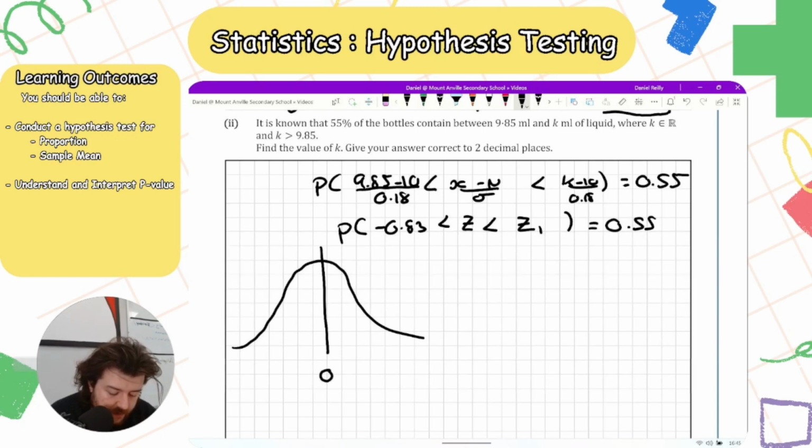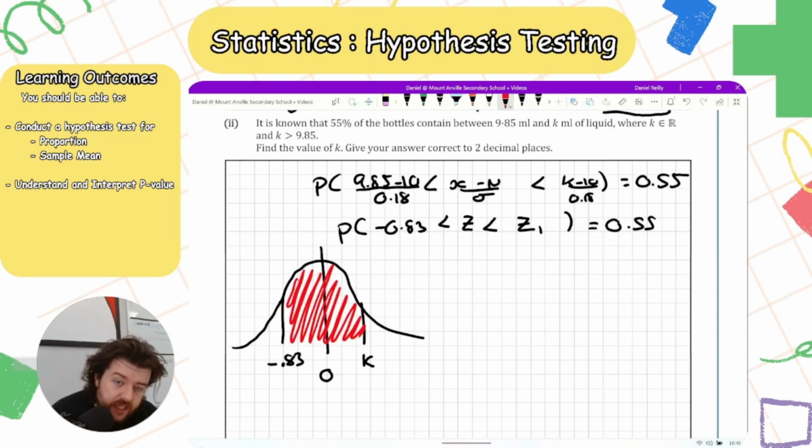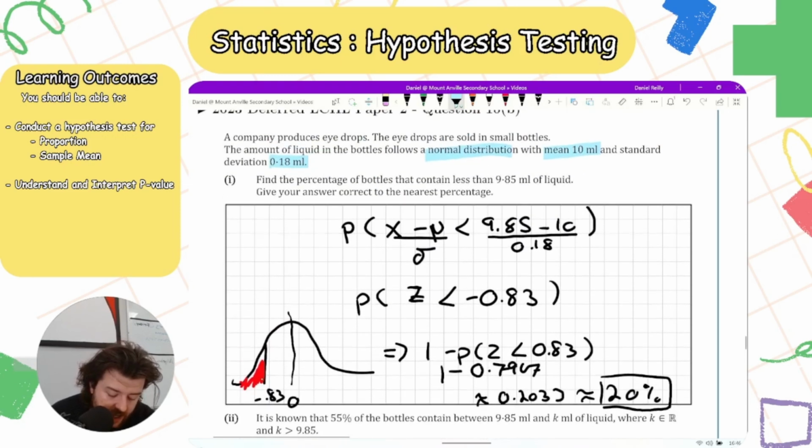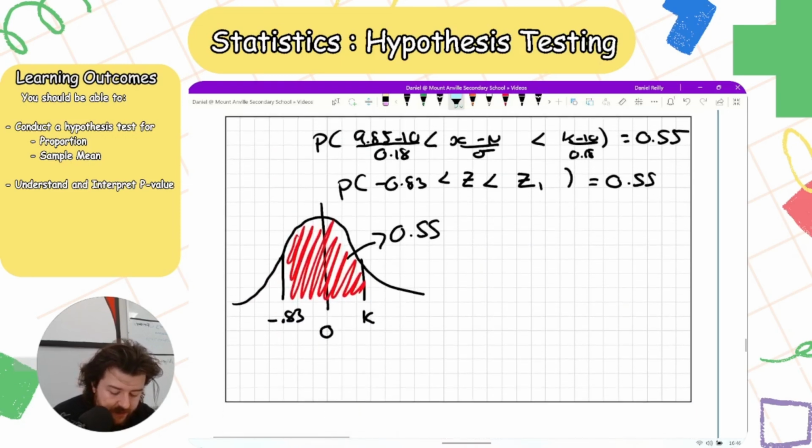There is my mean. So this is minus 0.83. This here, we'll say is K, whatever. So the data, or the percentage here, is equal to 0.55. Now, information we know from part 1, right? We found 20% of my data lies beneath minus 0.83.